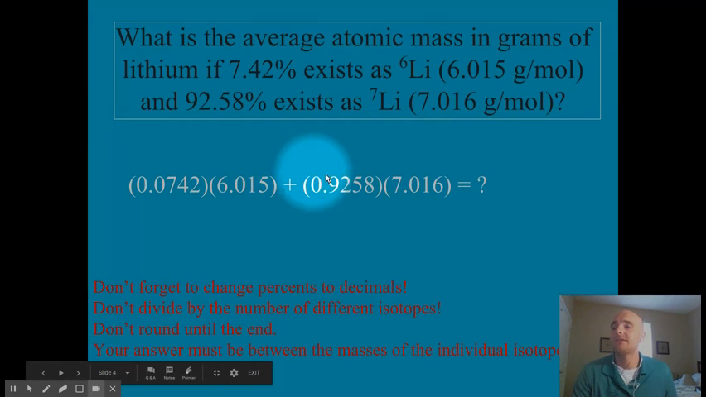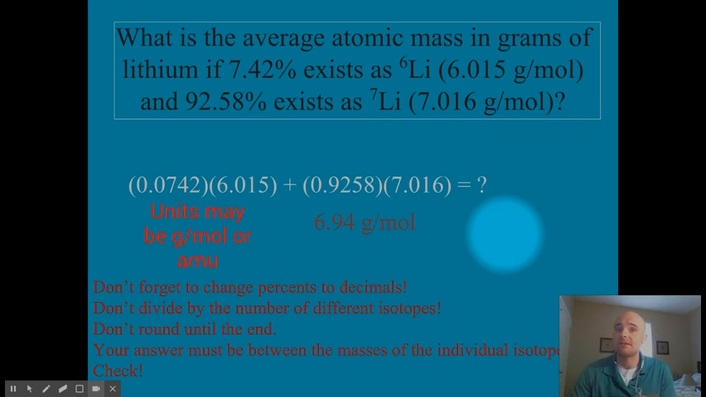And then I will add it to my next term, which is my percent, 0.9258, which is the same as 92.58%, times 7.016. So again, instead of lithium-7, I put 7.016 grams per mole. And the answer will be 6.94.